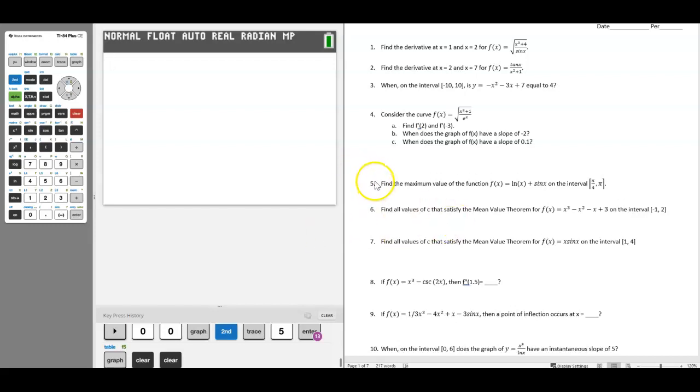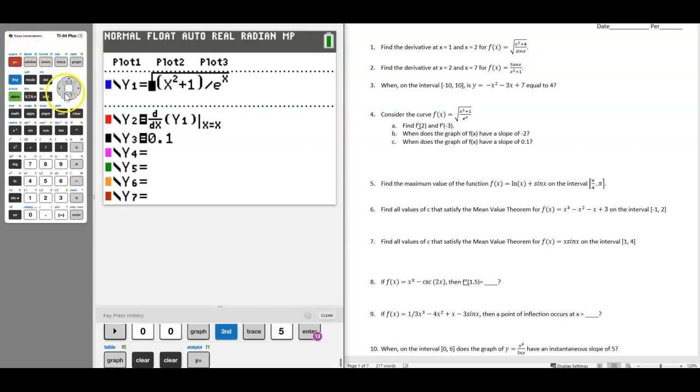I'm going to start with number 5 here. Find the maximum value of ln of x plus sine x on this interval. So the first thing that I want to do is check my mode. I want to make sure I'm in radian mode when we're doing calculus. And then I'm going to go into my y equals screen.